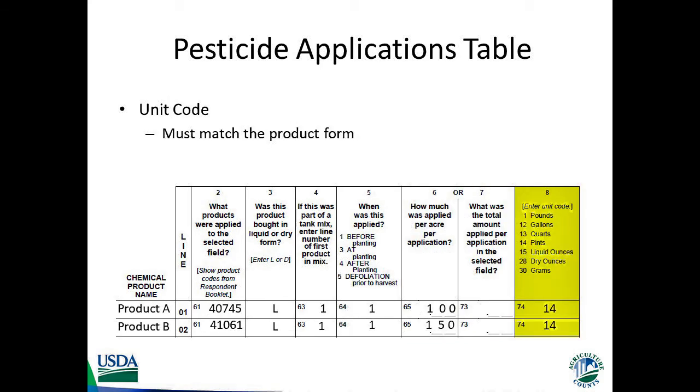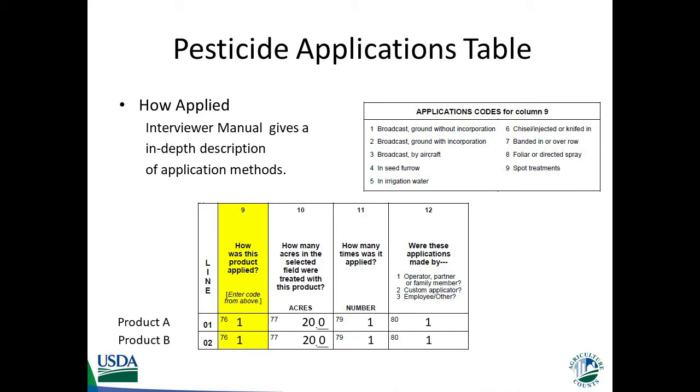In column 8, we must report the unit code. This will be either pounds or dry ounces for dry products, or potentially gallons, quarts, pints, or liquid ounces for liquid products. The Pesticide Product Information System, which is linked to our edits, knows the product form of most pesticides. So if the product is a liquid and gets reported in dry ounces, then we know we are going to get an error. It is important then to pay attention to make sure that the unit code used matches the product form.